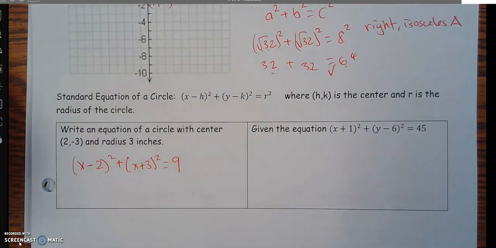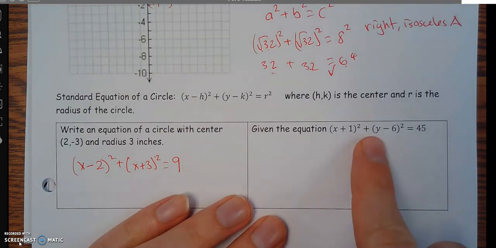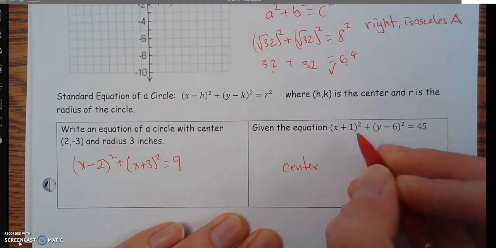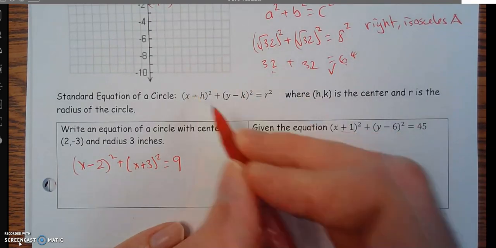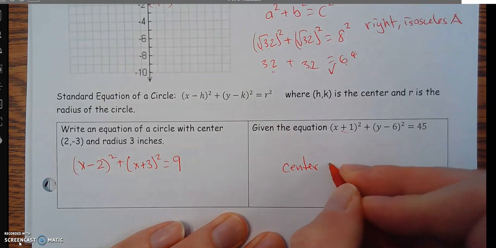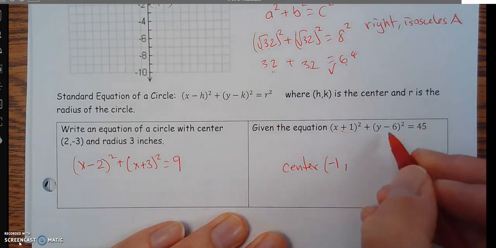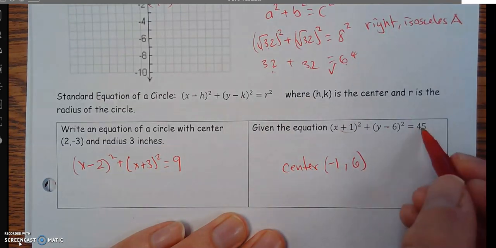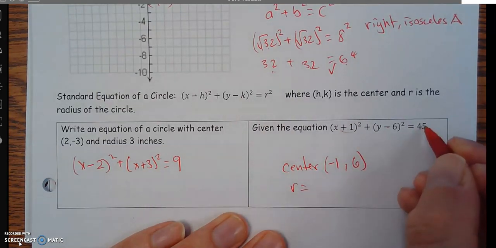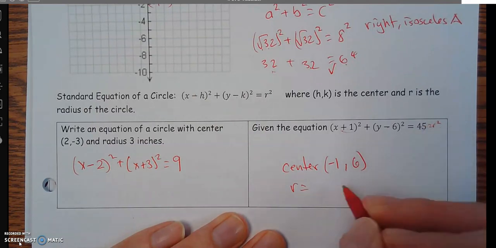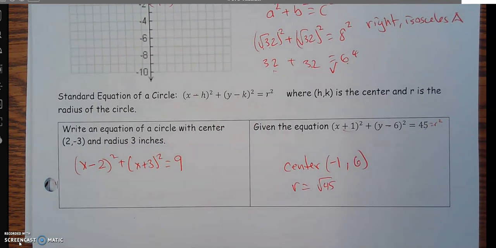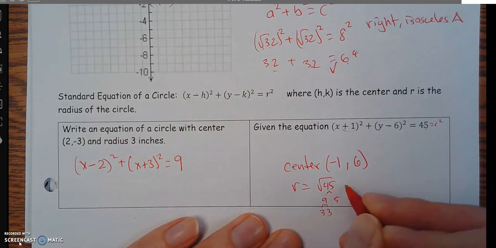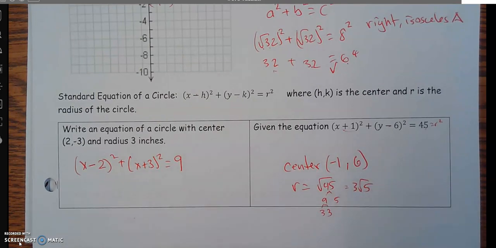And then given the equation, what do we know? Well, the center would have to be at, again, it's minus what? Minus negative 1 would give me a plus 1. And then this is minus 6. And then what is the radius? Well, if this is r squared, then take the square root of that. If we're going to do some simplifying there, that'd be 9 and 5, so 3 and 3. So this would be 3 radical 5. It's going to be real crazy.